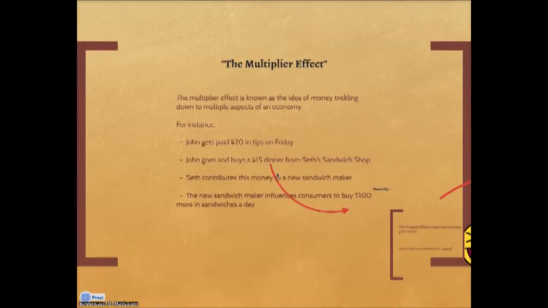Now, that $15 that was contributed to the sandwich shop is put into a big pool of money that is pretty much used to buy a new sandwich maker. And now, the new sandwich maker influences people to buy over $100 worth of sandwiches. With this example, you can see how money is going from John, then going to the sandwich shop, then going to the sandwich maker, and then filtering back out to consumers when they buy more sandwiches.